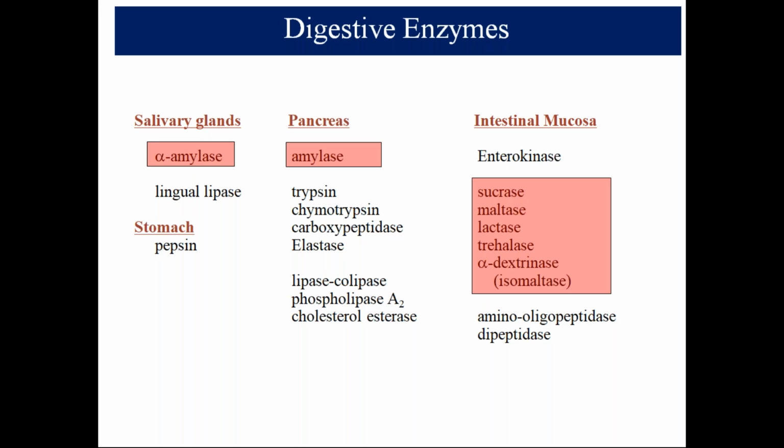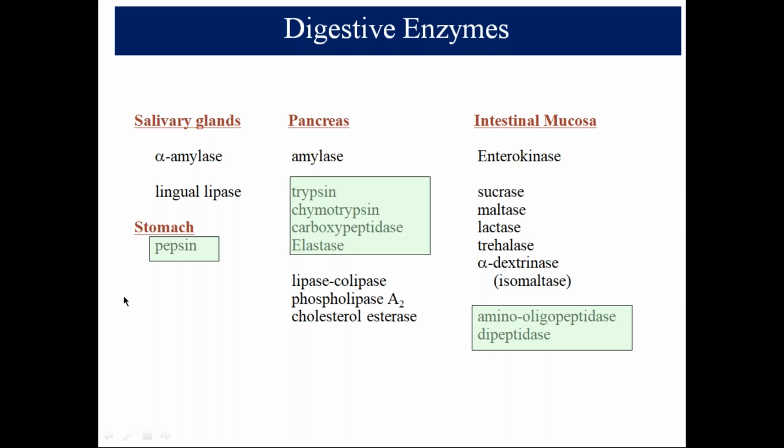Now this is showing you the enzymes which are responsible for the digestion of carbohydrate. So from the salivary glands, you have the salivary alpha amylase, which is also known as ptyalin. And from pancreas, you have the pancreatic amylase. And in the intestinal mucosa, you have presence of these enzymes, which help in the digestion of carbohydrates.